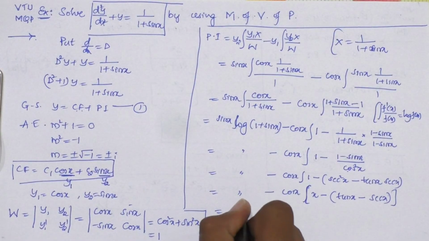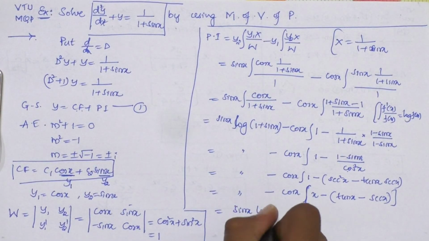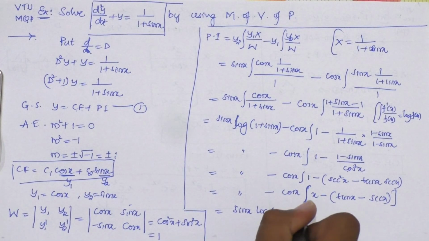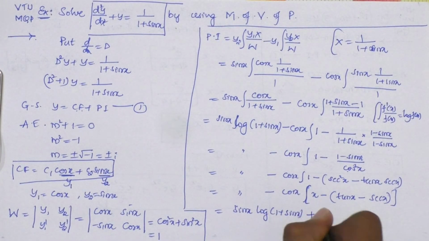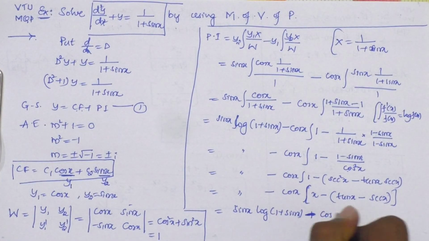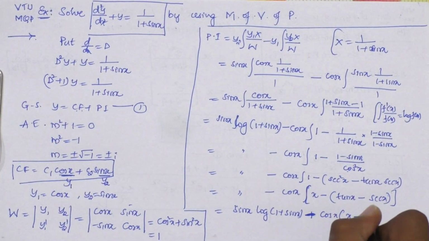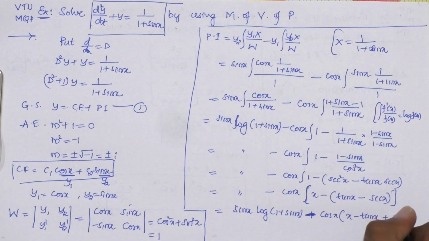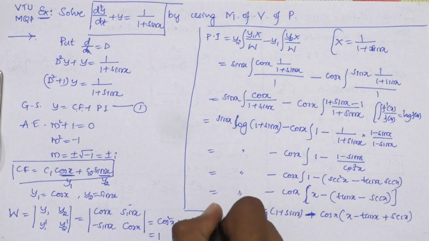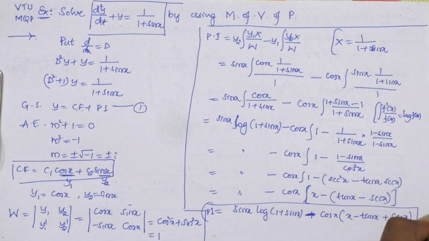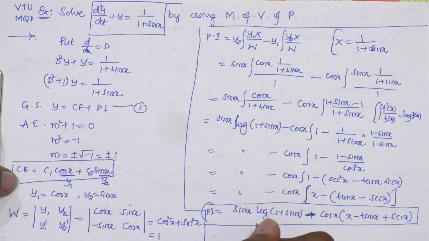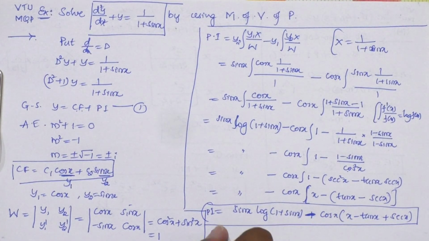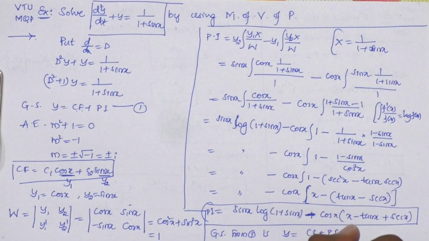Finally what we get is sin x log(1 + sin x), minus, so plus, minus cos x times the bracket (x - tan x + sec x). This is what we got for PI. Earlier we got CF and now PI. So the general solution is y = CF + PI. Write both the terms together, that is the final answer.